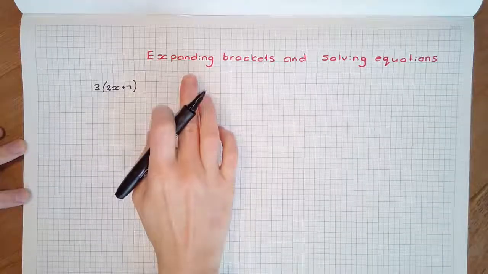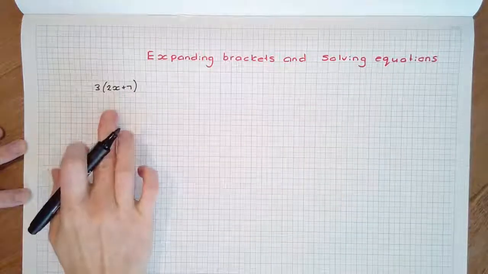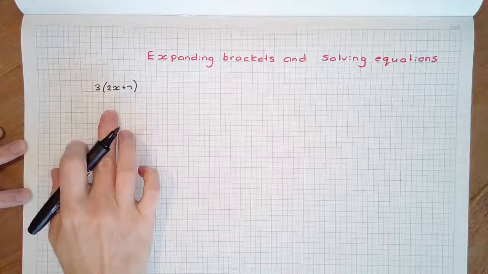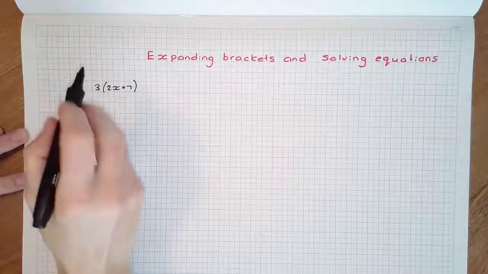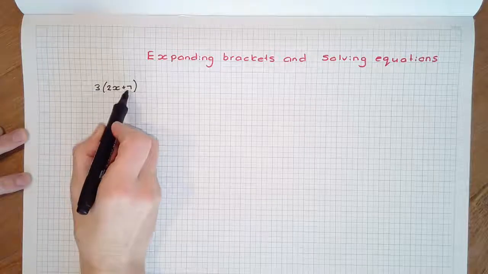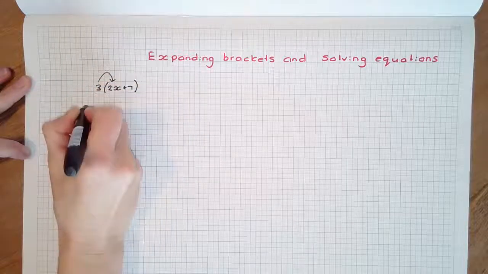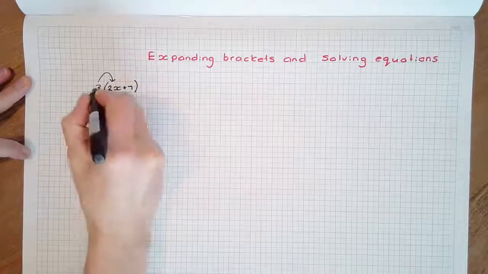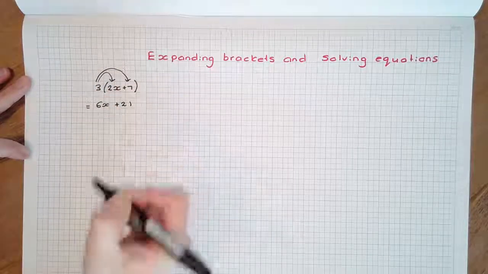In this video, we're going to have a look at expanding brackets and solving equations. We've previously seen how to expand brackets using the distributive law or the area model. Using the distributive law, the term on the outside must be multiplied by all the terms on the inside of the brackets. That is 3 times 2x, which is 6x, and 3 times 7, which is 21.